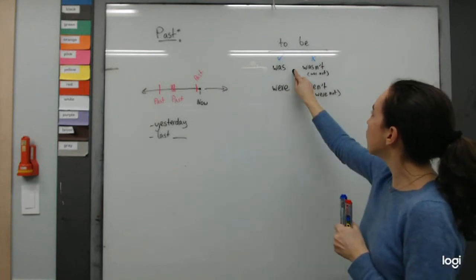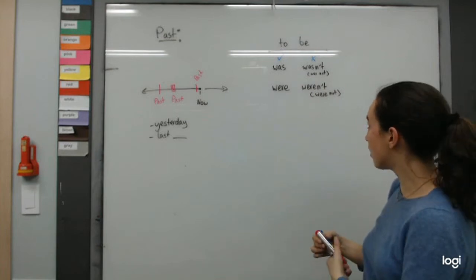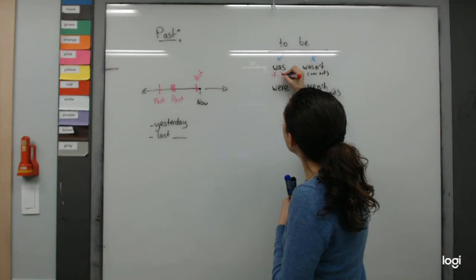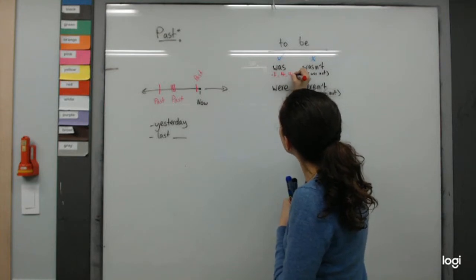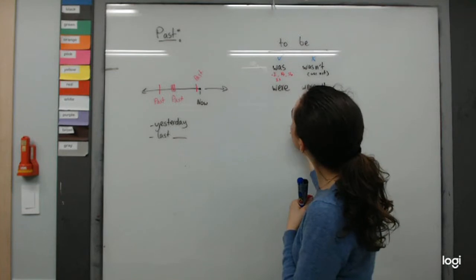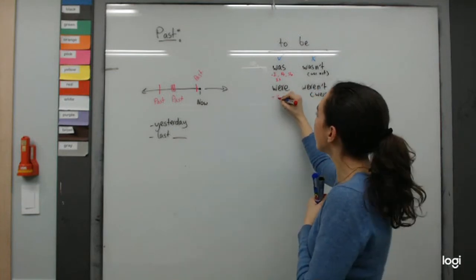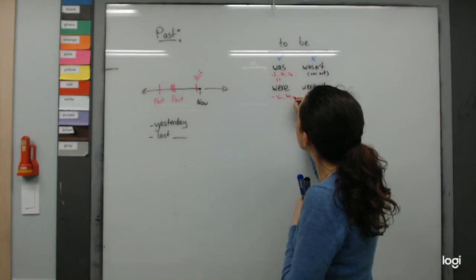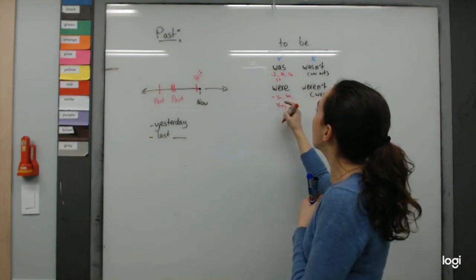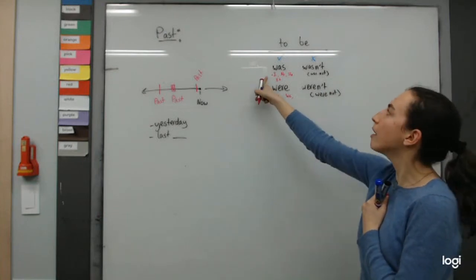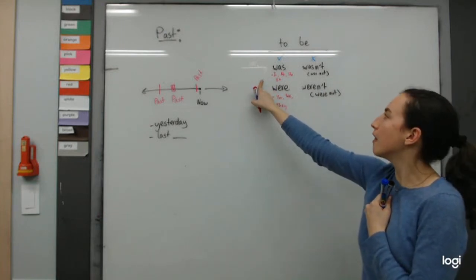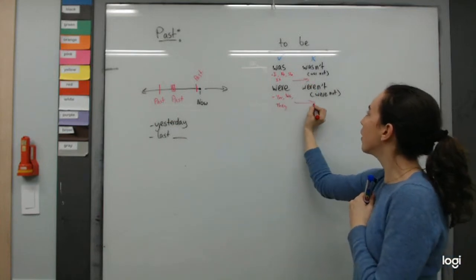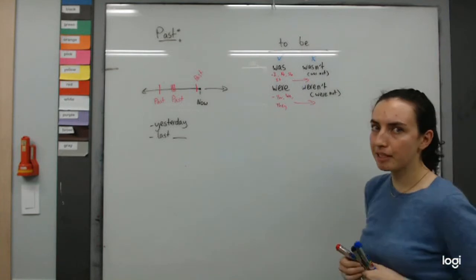So yeah, these are the two forms of to be in the past tense. So was we use with I, he, she, and it. Were we use with you, we, and they. So were we use with many. Was we use with one. And then were we also use with you. And the same is true for weren't. Okay? So let's make some example sentences.